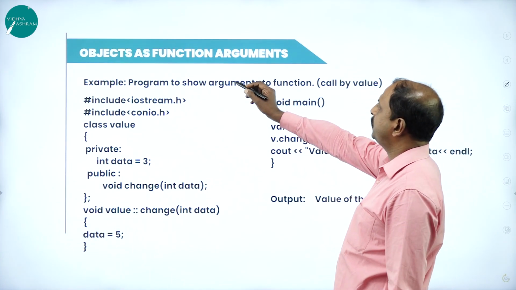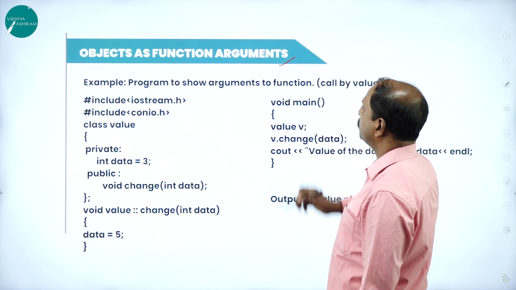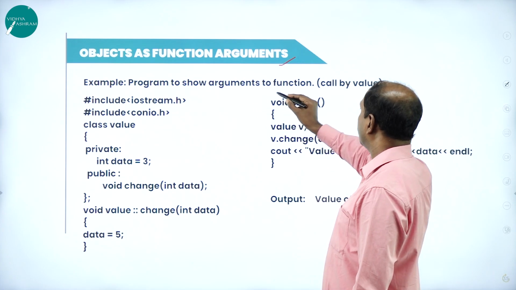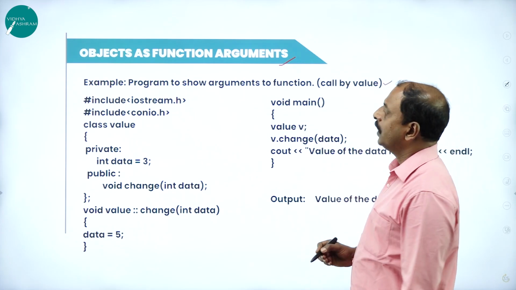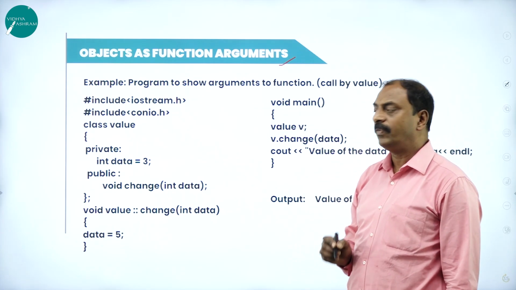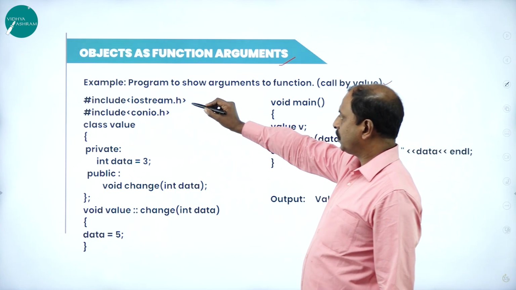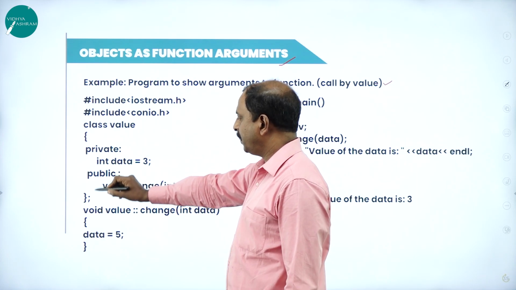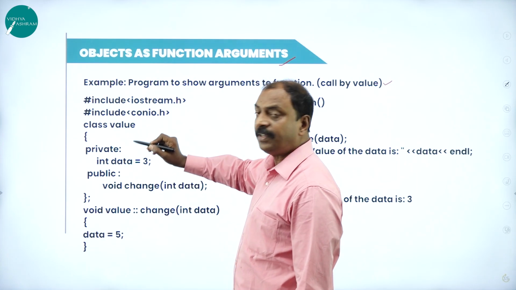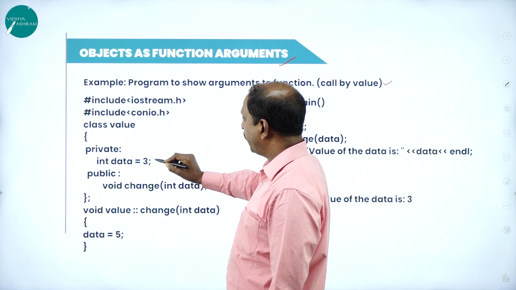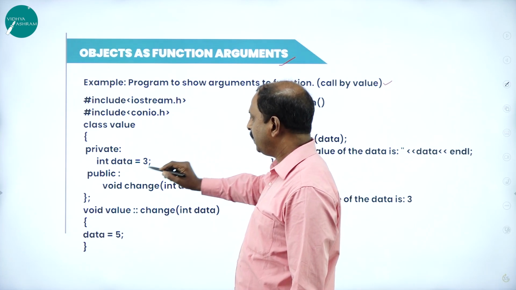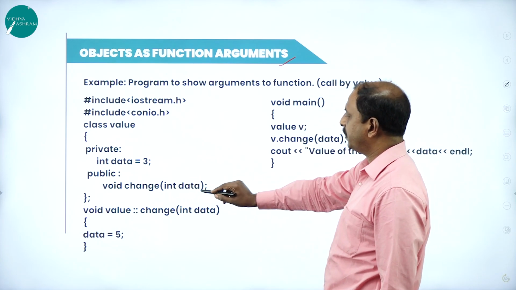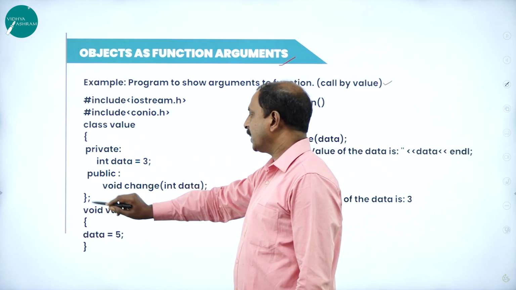It is object as a function argument. So it's a program to show arguments to a function, the call by value method. The first method is the call by value method. The program starts with the header file, then class Value, which is the definition of a class. Under private we have int data equal to 3, this is a variable. Under public we have change and int data, this is the function with the argument, and then we close the class.